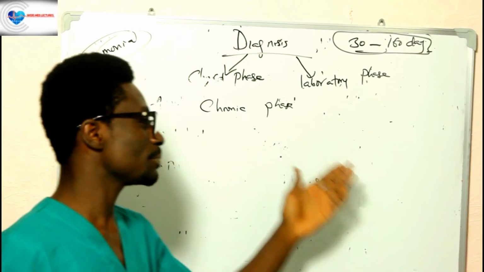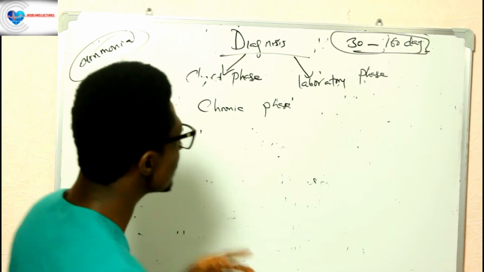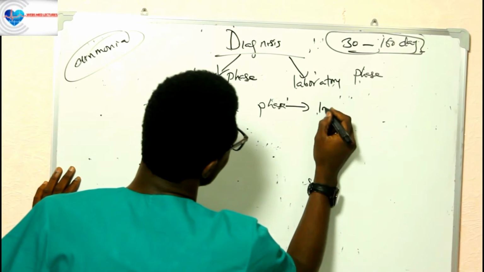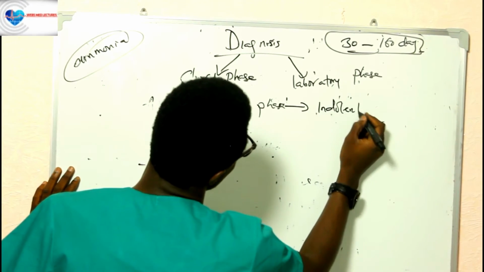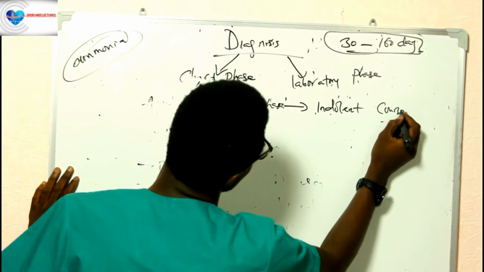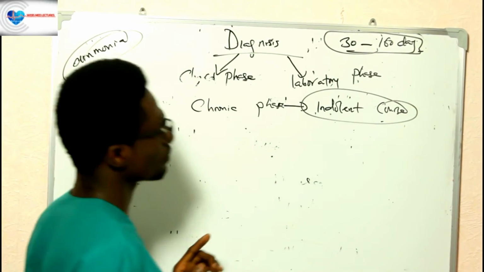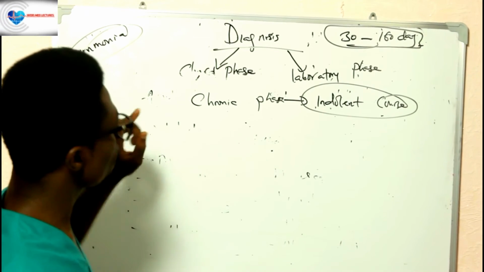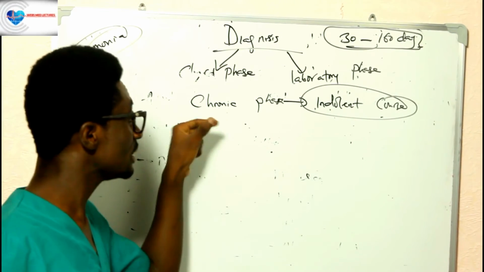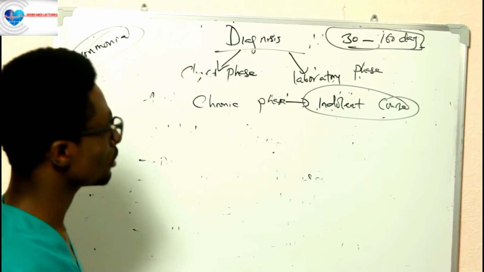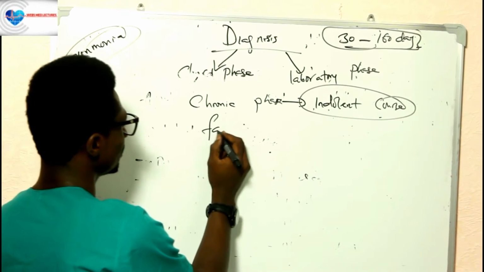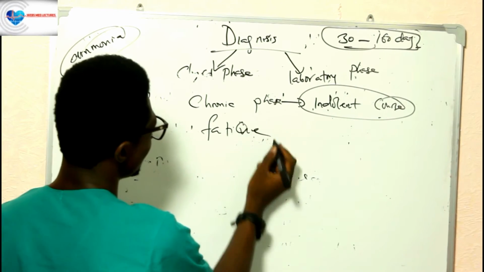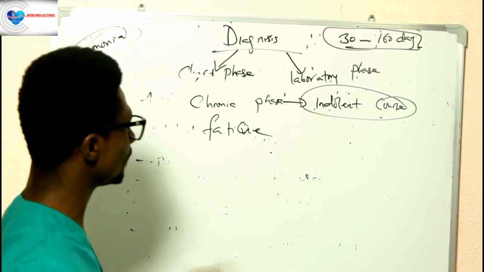Because it takes an indolent course. You understand? And the most important symptom of chronic hepatitis is fatigue. Just like we explained, due to insufficient energy production, fatigue.